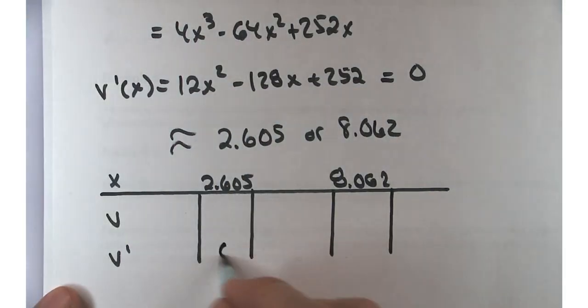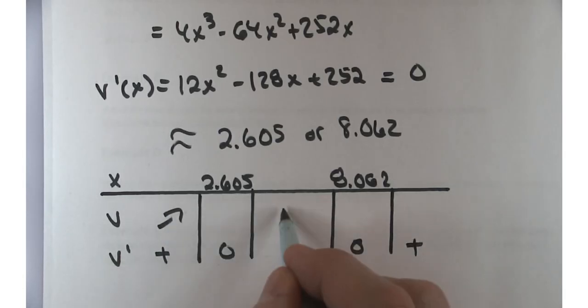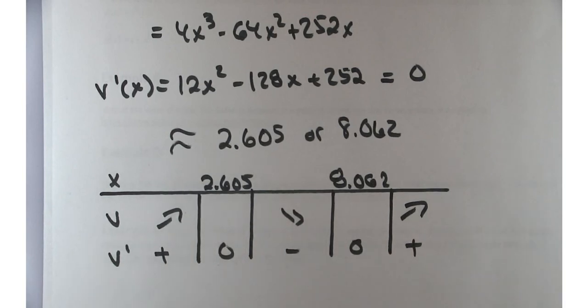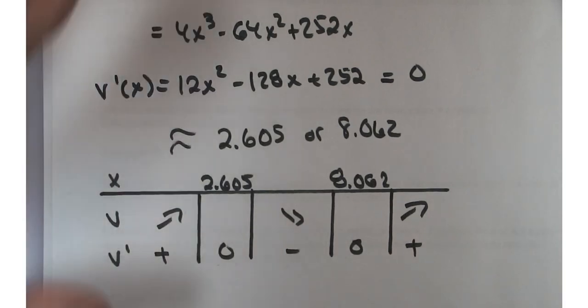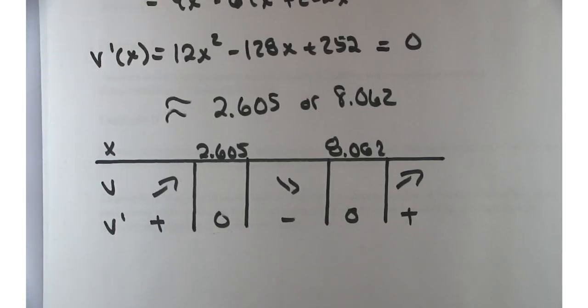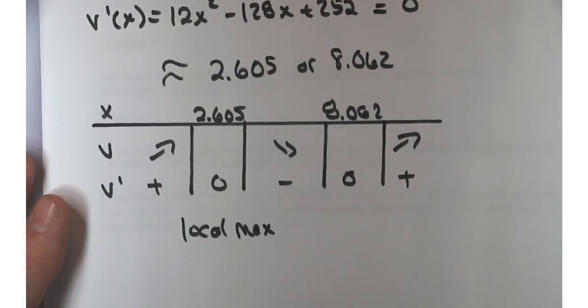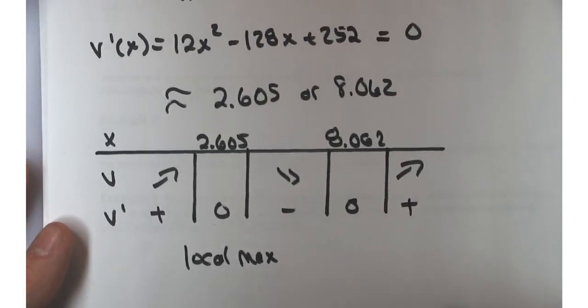We know it's 0 here and here. And in typical fashion of a parabola that faces up, the signs here are positive, negative, positive. Meaning it's increasing, decreasing, increasing. What's that saying about our point here at x equals 2.605? Yeah, local max. Now there's another way that you can establish that this is a local maximum.